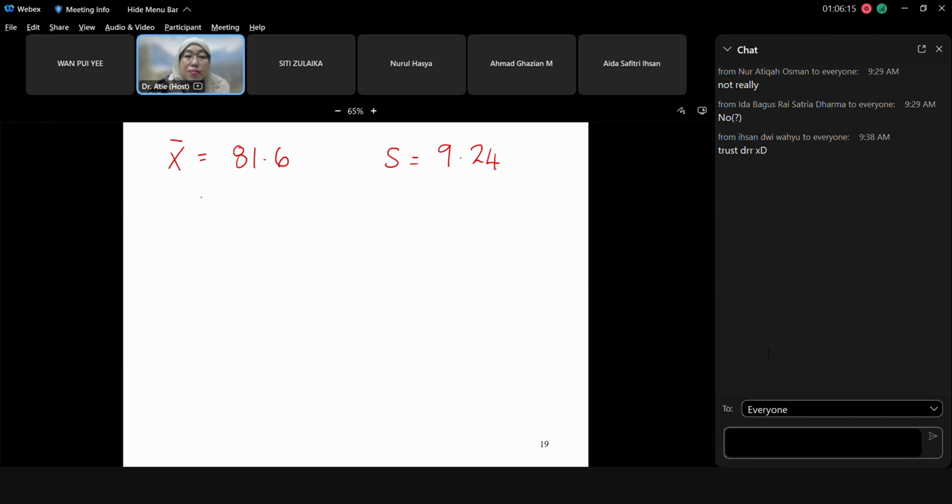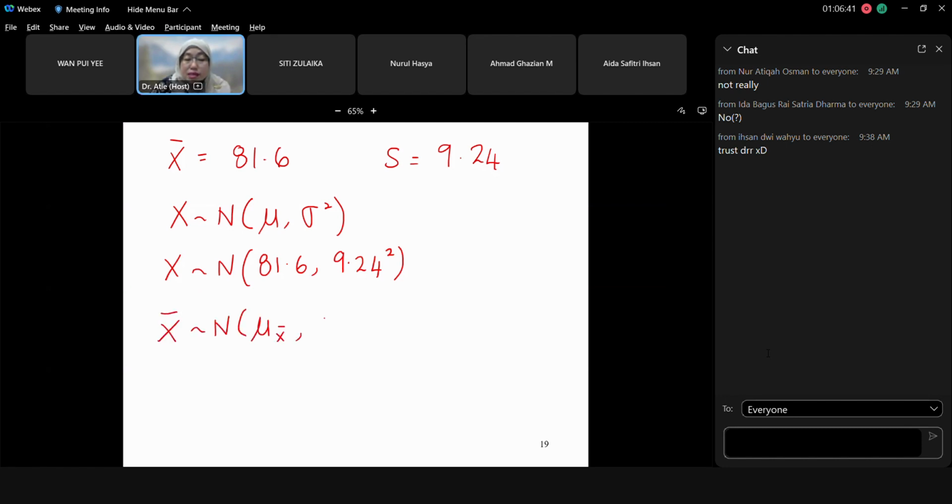Then from this you can write the first distribution. So the mean and sigma square, right? So it means X is distributed with 81.6 and then 9.24 square. So this is the first step. So for the sampling distribution, the mean for the sample and sigma for the sample square, right? This number will remain the same. We don't have to change it. So x bar is 81.6, right?